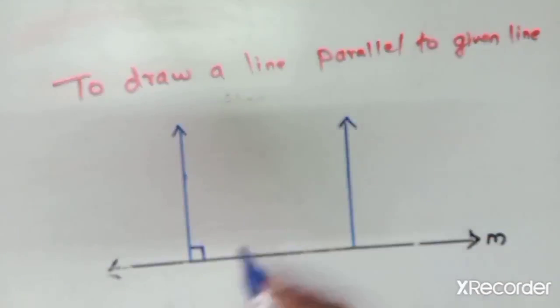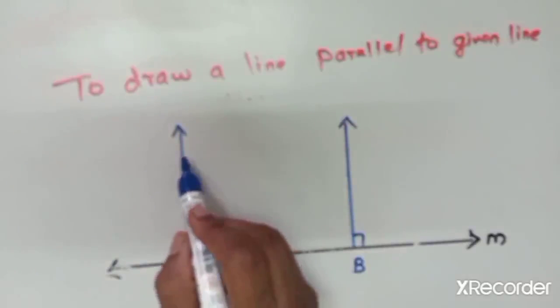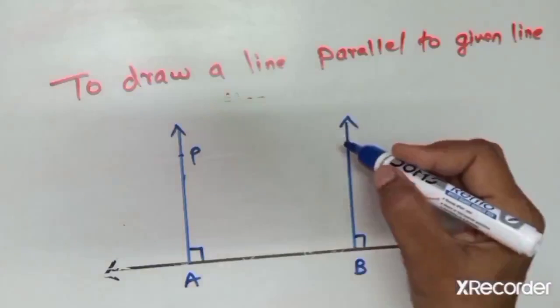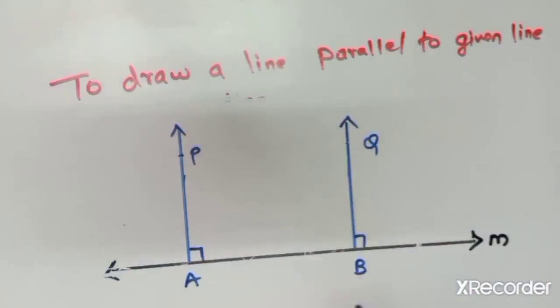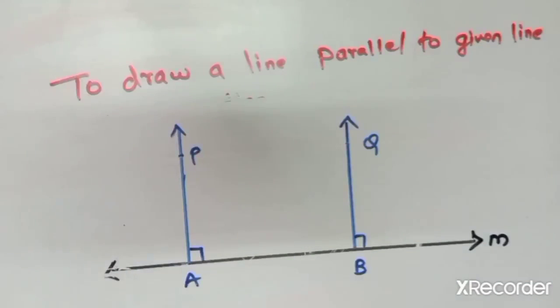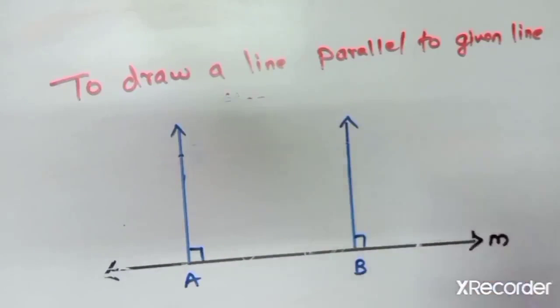Suppose we take these two points, point A and B, from where we have drawn rays. Let us take one more point here, point P, and point Q, and passing through point P and Q, you can draw a line. Now if it is given that draw line N at a distance of 3 cm from line M, then if we have to draw a line at some distance, simply we can draw a line passing through the points.